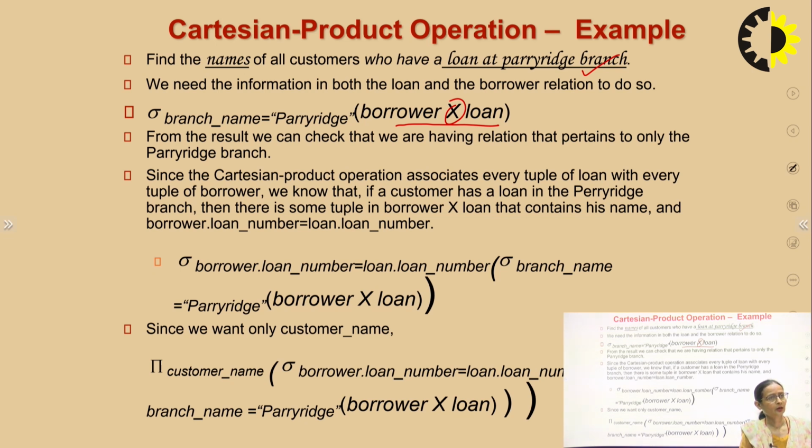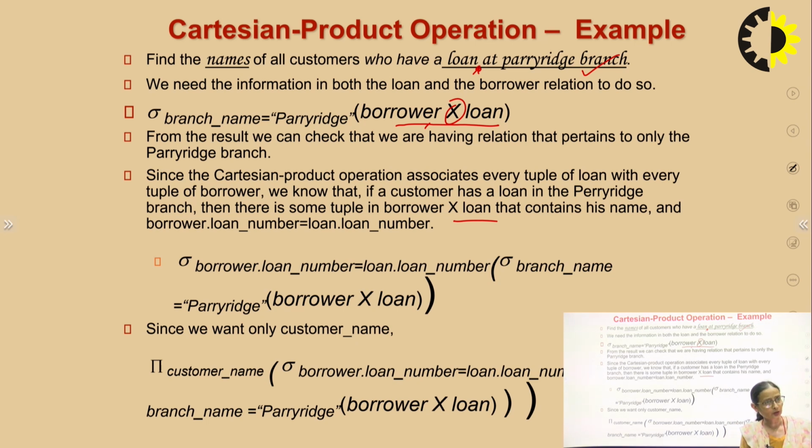So why have we taken the cross product? Because here the condition is that he should have a loan as well as an account number, but the condition is that the branch name is Pararidge. Since the Cartesian product operation associates every tuple of loan with every tuple of borrower, we know that if a customer has a loan in the Pararidge branch, then there is some tuple in the borrower cross loan, that is the Cartesian product, that contains his name.